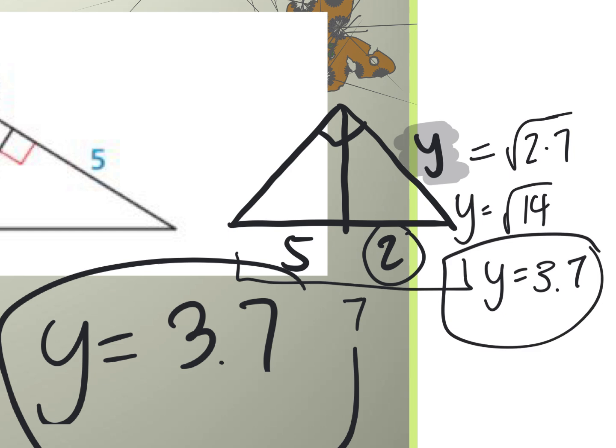So why couldn't you use 5? Because 5 is the piece. Is 5 touching y? No. You have to pick the piece that's adjacent to y. We use the 5 when we're calculating the length of the whole hypotenuse on the bottom, and that's where we got 7 from. Okay?